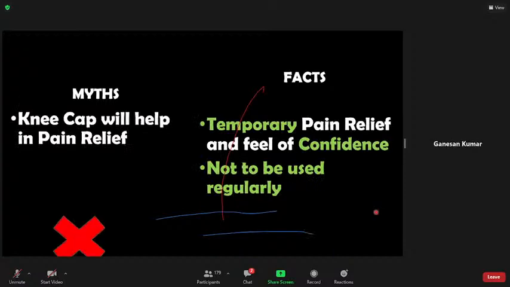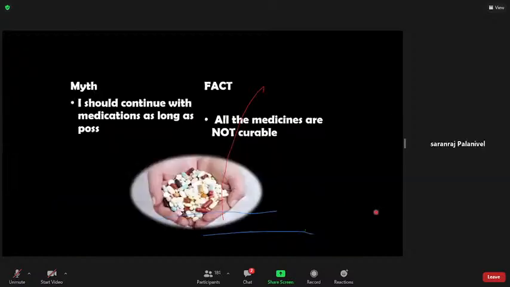Kneecap will help in pain relief. It is not possible. For some people, it can give temporary pain relief and give them confidence. But we see a lot of the time people saying that if I have the kneecap, I feel I can walk. But that is again not to be used regularly. I should continue with the medication as long as possible. No, medications are not curable. They are not a long-term thing, until and unless it is calcium.